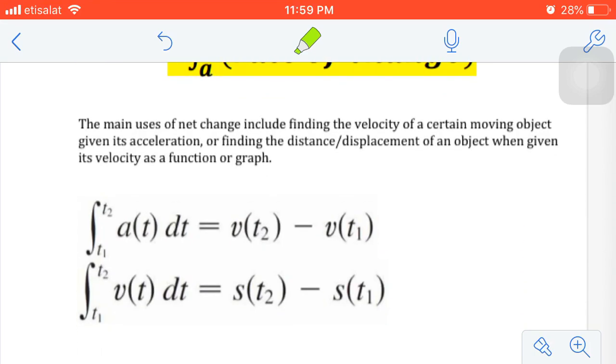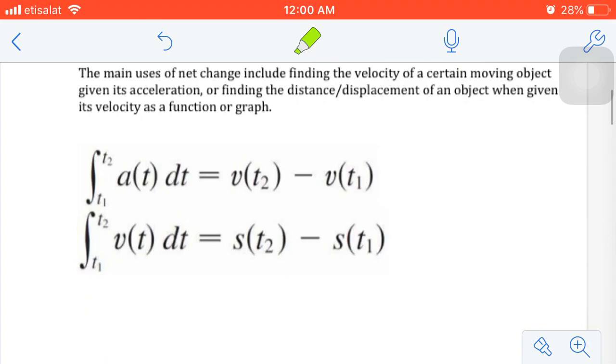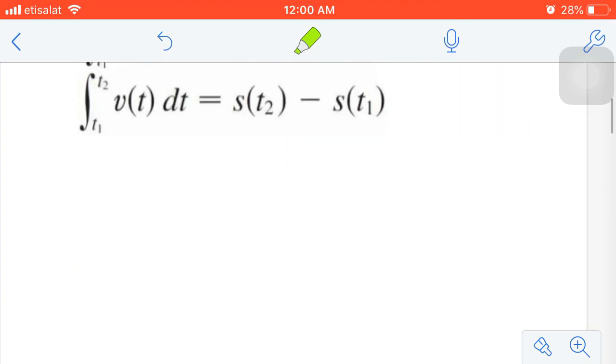The main uses of net change include finding the velocity of a certain moving object given its acceleration, or finding the distance / displacement of an object when given its velocity as a function or as a graph.